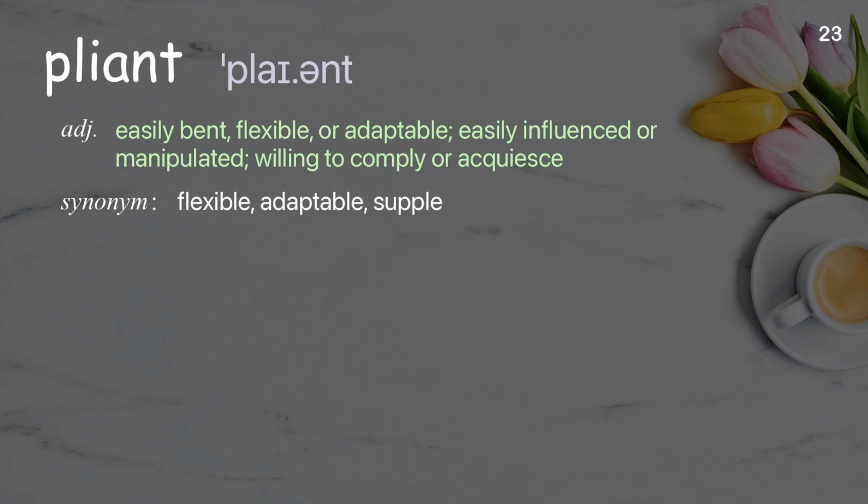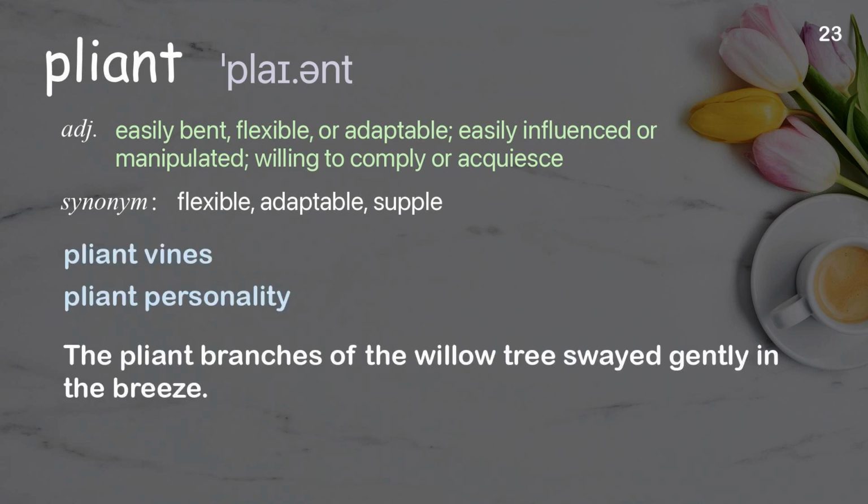Pliant. Easily bent, flexible, or adaptable, easily influenced or manipulated, willing to comply or acquiesce. Examples: Pliant vines. Pliant personality. The pliant branches of the willow tree swayed gently in the breeze.